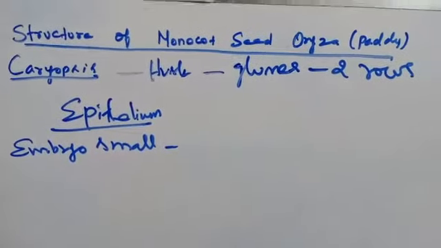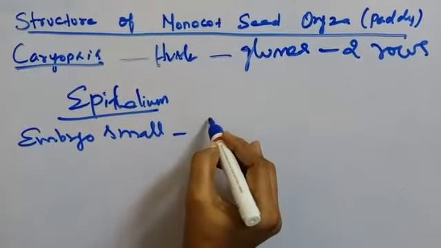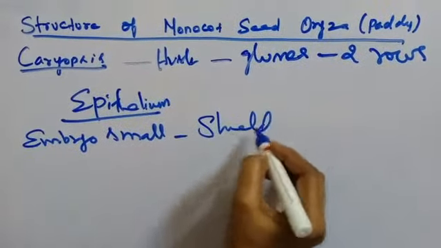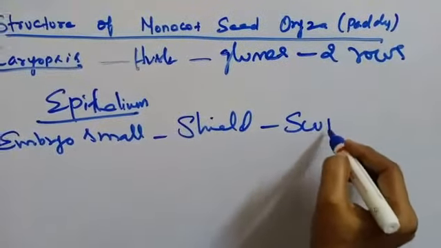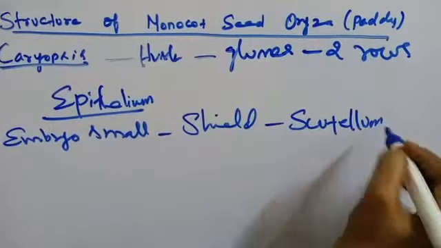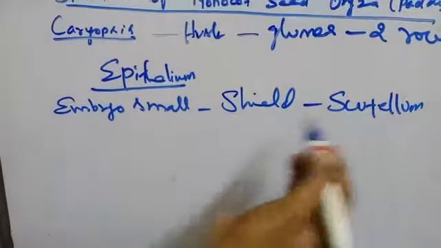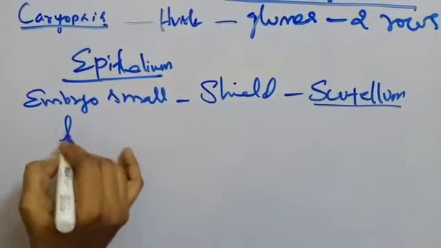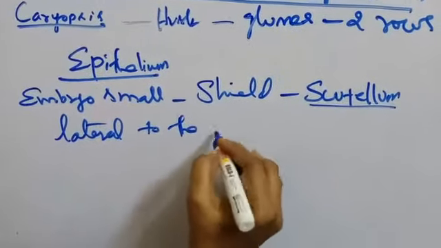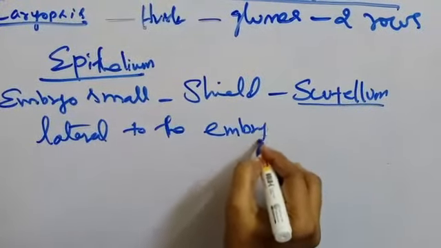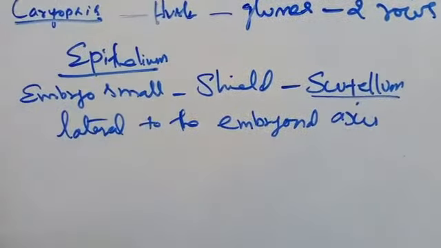Then the cotyledon is present in the form of a shield. One cotyledon in the form of what? Shield. That is called scutellum. Then where is this scutellum found? Lateral to the embryonal axis. It is found lateral to which axis? Embryonal axis.